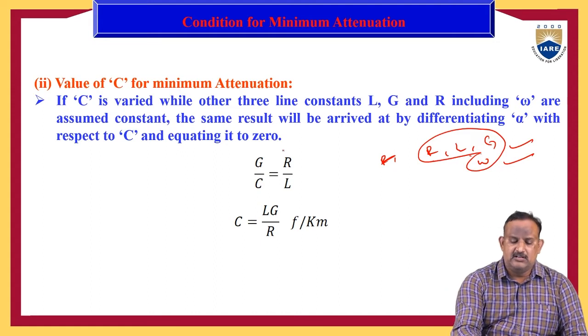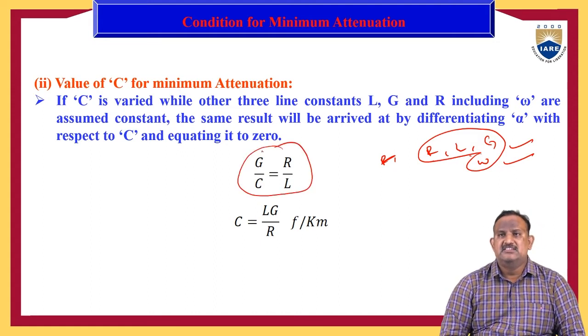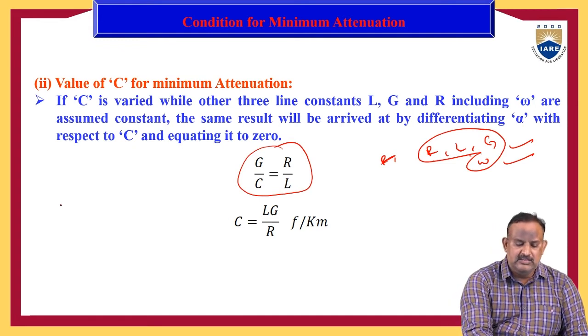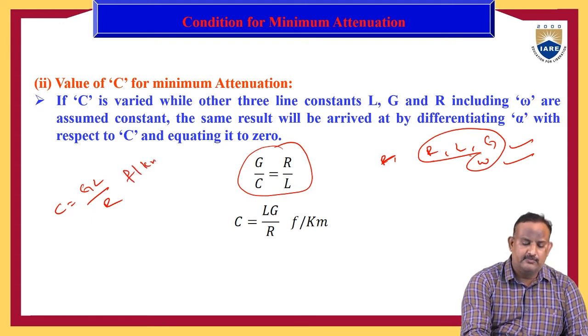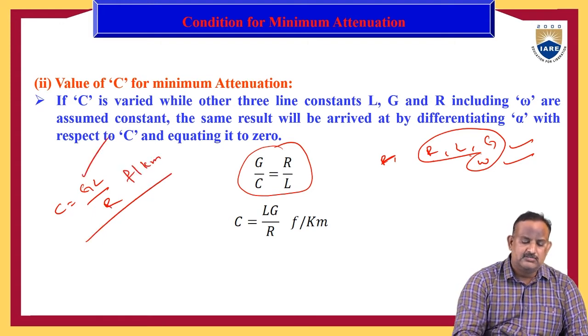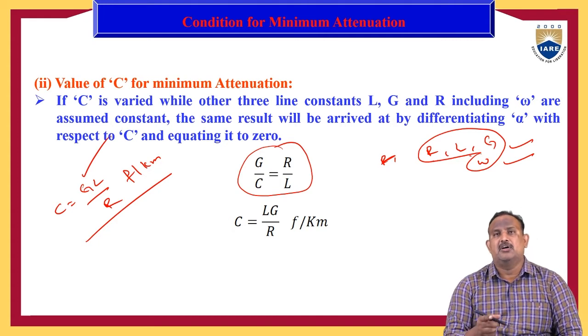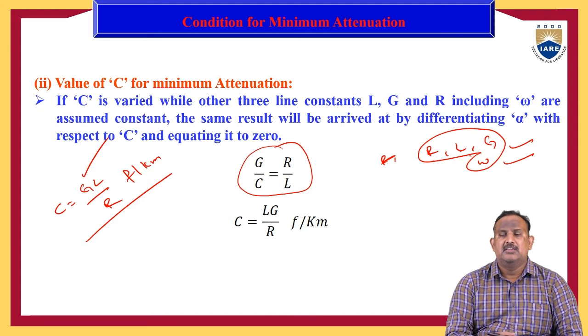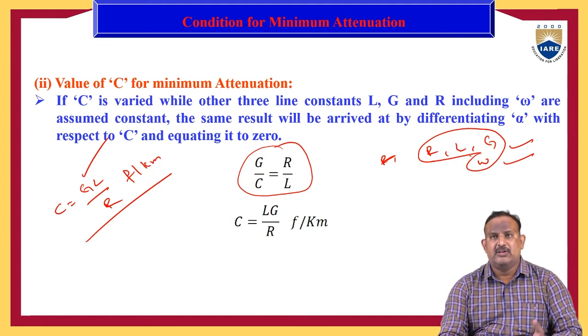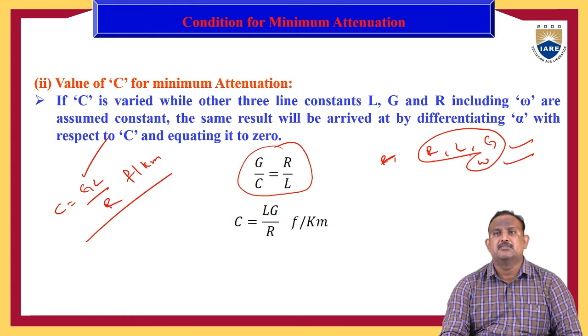Therefore, the condition after equating to 0 is G by C is equal to R by L. From this equation, we can write C is equal to G into L by R, Farads per kilometer. This is the value of capacitance to get the minimum attenuation.